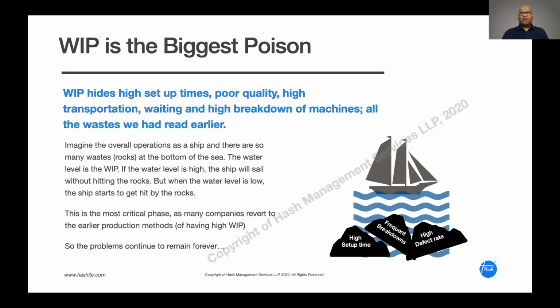All the major issues in the company, you can hide them through WIP. That's why, as a shop floor manager or an engineer, you don't want to reduce the WIP. You know that WIP has a lot of problems, but you don't want to reduce it. Why? Because when you reduce the WIP, all the inefficiencies will come out.